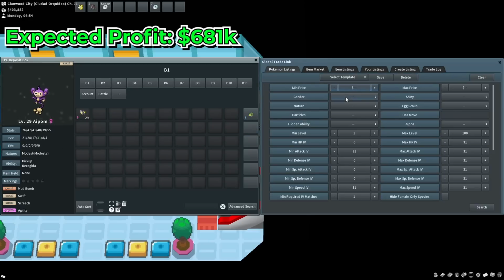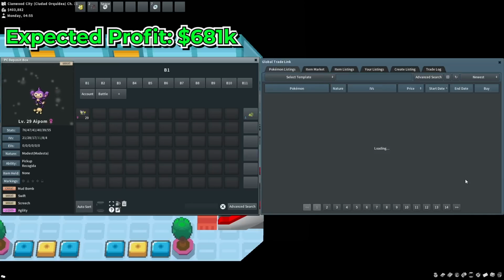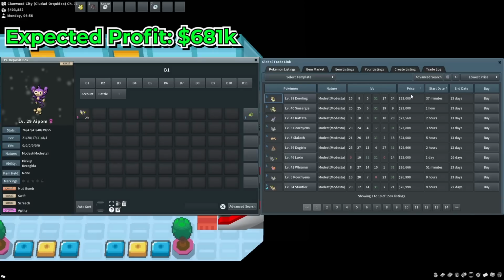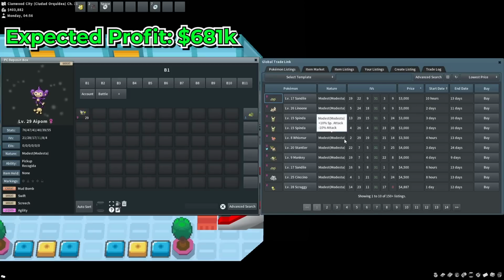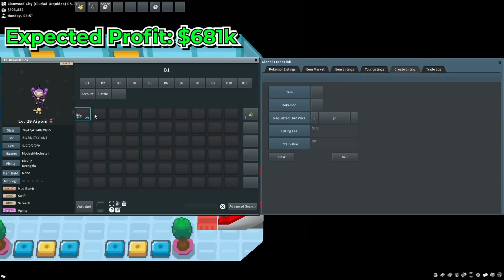So let's see. Let's clear this, and then let's put male first, fill that group, and I would price check it like this. I would hide female species only, nature modest, and then as you can see, males go for around 23k, and if we put females, they go for around 3k. So I think it's important for you to understand my thought process about why I only buy males, and we'll be underlisting this guy here.